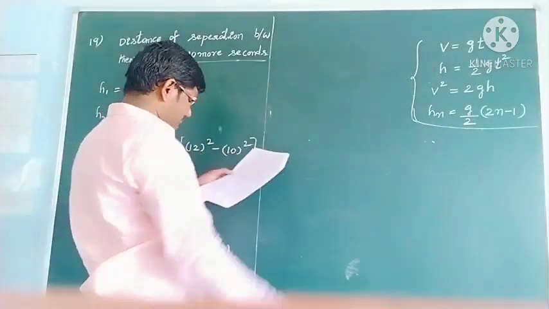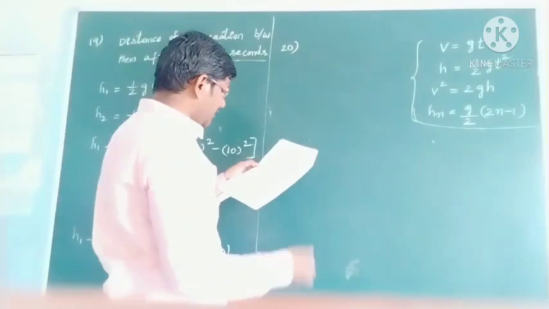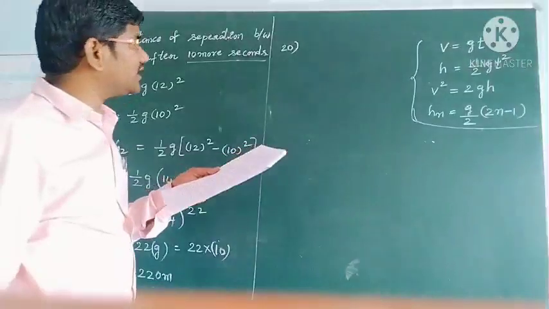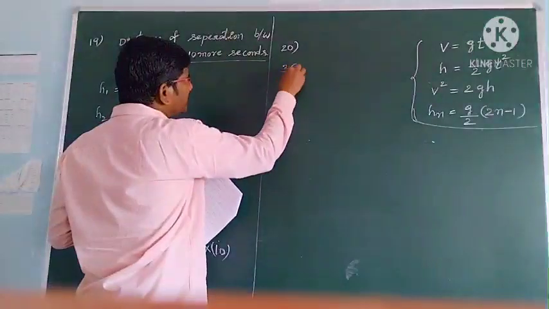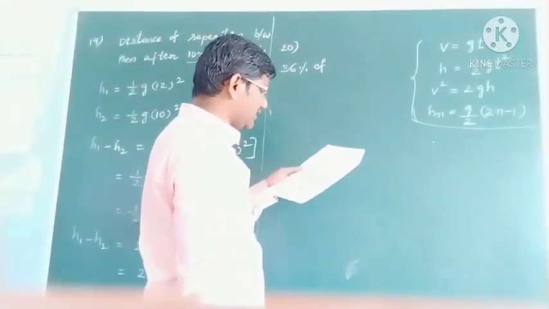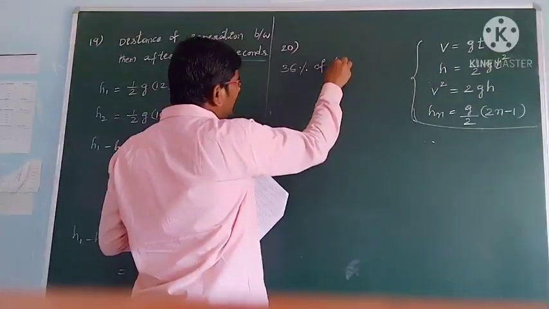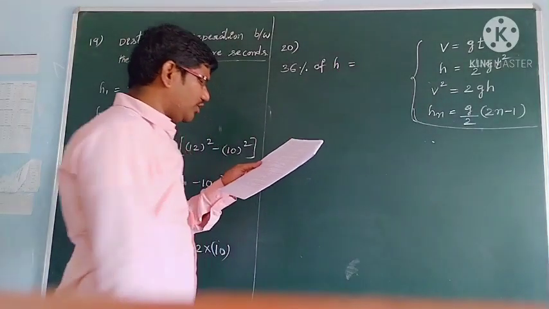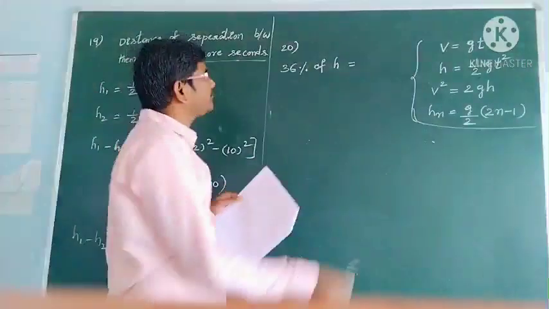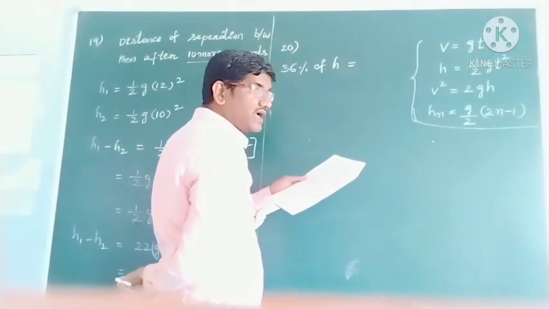So next one, 20th. A body dropped from a certain height travels 36% of the total distance in the last second of its free fall. So what is given? A body dropped from a certain height travels 36% of the total height in the last second of its free fall.